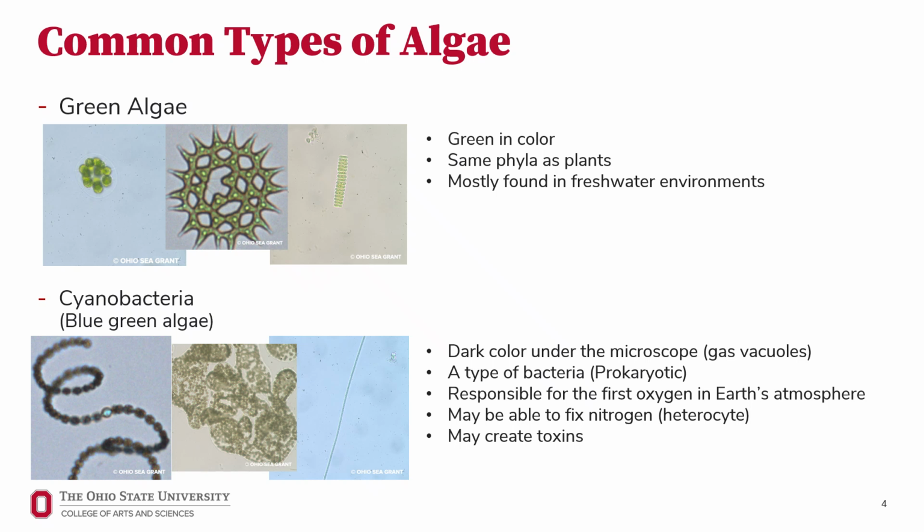Next is cyanobacteria, which is also called blue-green algae. This is a type of bacteria, and it appears dark under the microscope due to gas vacuoles within the cells. Cyanobacteria are ancient organisms that were responsible for producing the first oxygen in the Earth's atmosphere. Some of these organisms have a specialized cell called a heterocyte that allows them to fix atmospheric nitrogen. Furthermore, some of these organisms are able to produce toxins.